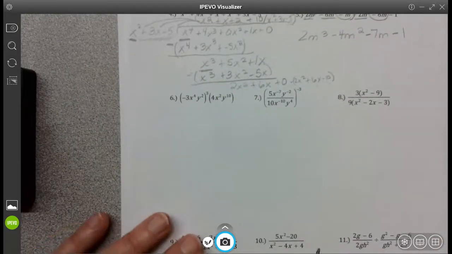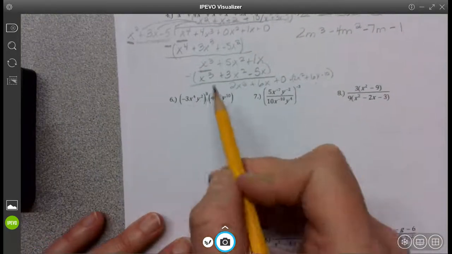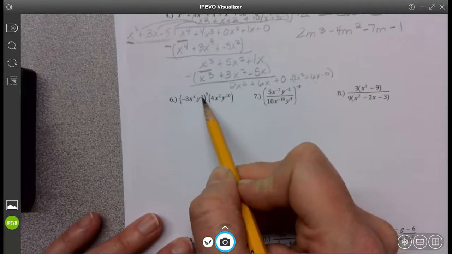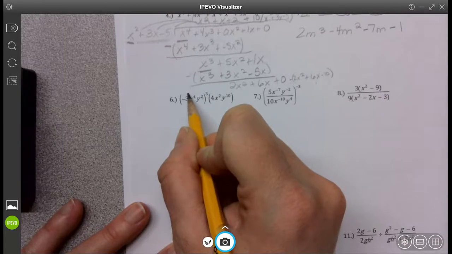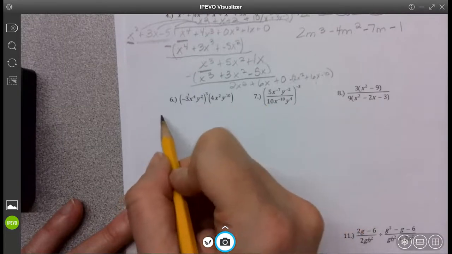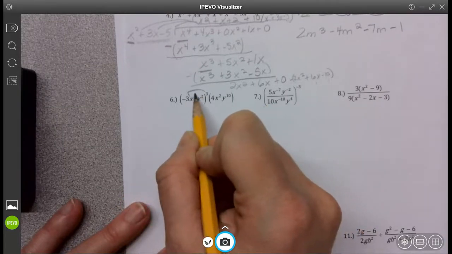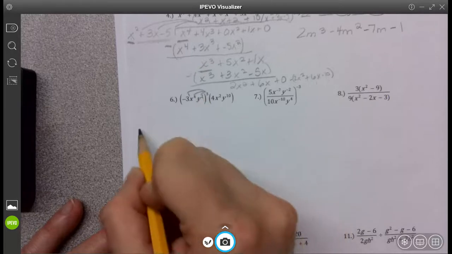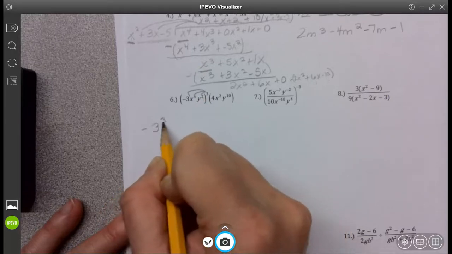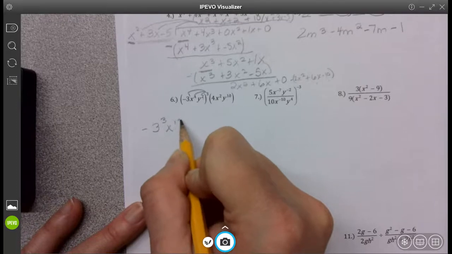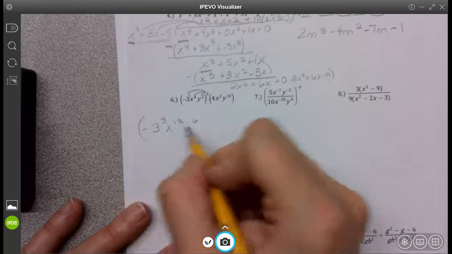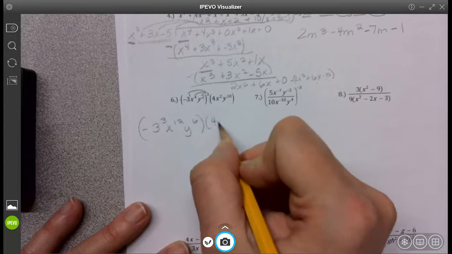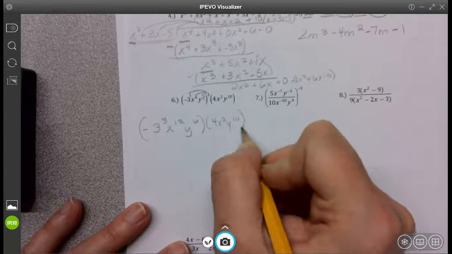Number 6, you have a power raised to a power that you have to take care of first before you multiply across. So be careful that negative 3 technically has an exponent of 1. So it's all going to be powers raised to powers. So we have negative 3 cubed, x to the 12th, y to the 6th, times 4x squared, y to the 10.